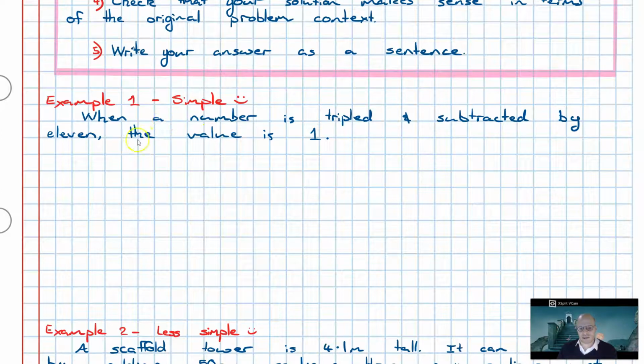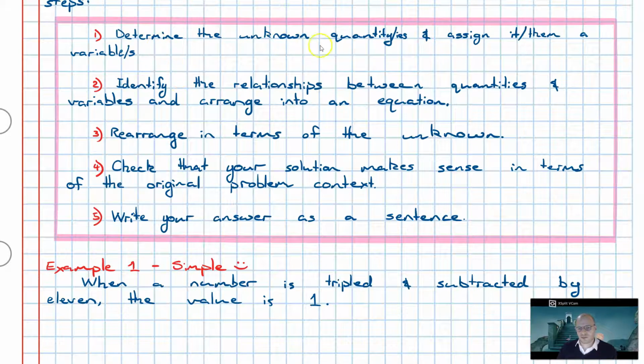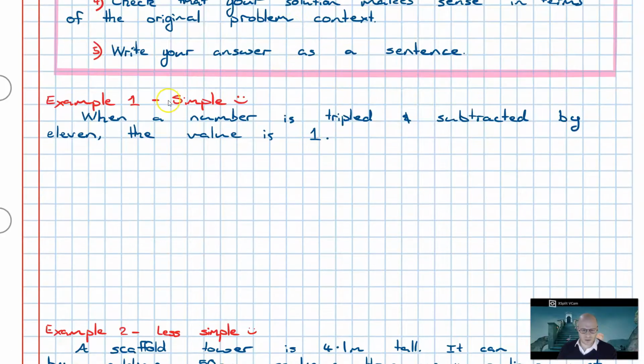Example 1, we'll start simple. When a number is tripled and subtracted by 11, the value is 1. So we've got a worded problem here. Looking at step 1, we determine the unknown quantities and assign them variables. So, when a number is tripled and subtracted by 11, the value is 1. So what we're dealing with here is we have a number which gets tripled and then subtracted by 11, which is eventually equal to 1.